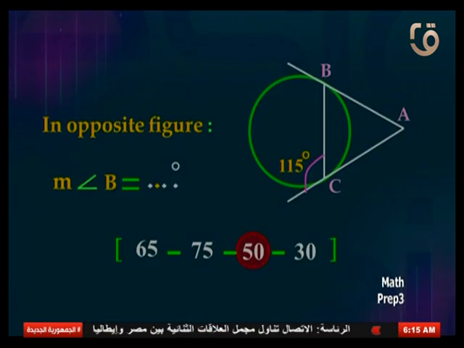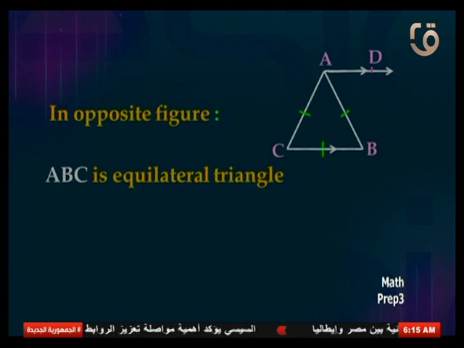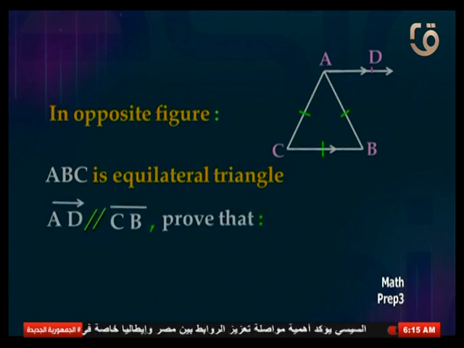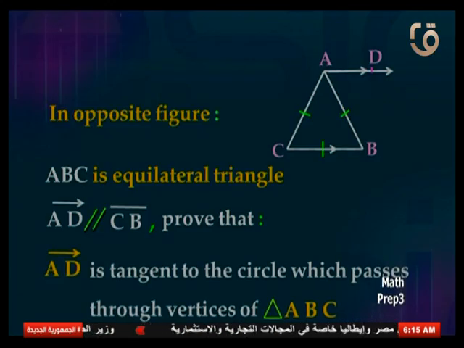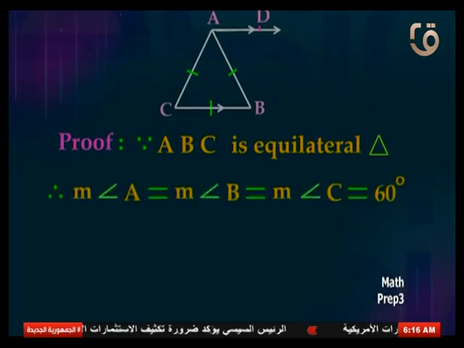Another example, in the opposite figure, ABC is an equilateral triangle, AD parallel to BC. Prove that AD is a tangent to the circle which passes through the vertices of triangle ABC. At the very beginning, as triangle ABC is an equilateral triangle, this means that all sides are equal and all angles are equal in measure. So measure angle A equals measure angle B equals measure angle C equals 180 divided by 3 to obtain a result as 60 degrees.